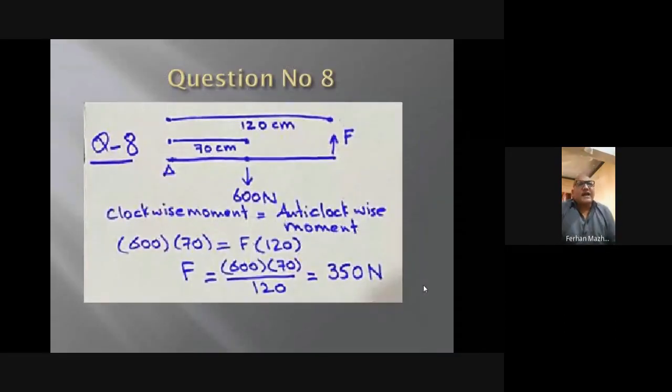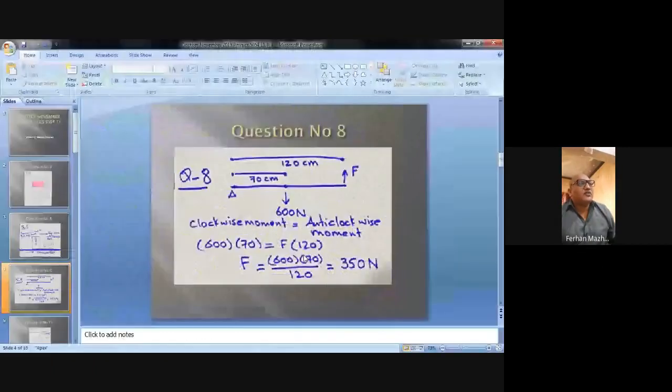I have made that diagram a little easier for you to understand. So on this left end we have the pivot. Here somewhere a 600 newton load. Was it 600 or was it 6,000? Let me check again. 600 newton. Okay, so we are good.